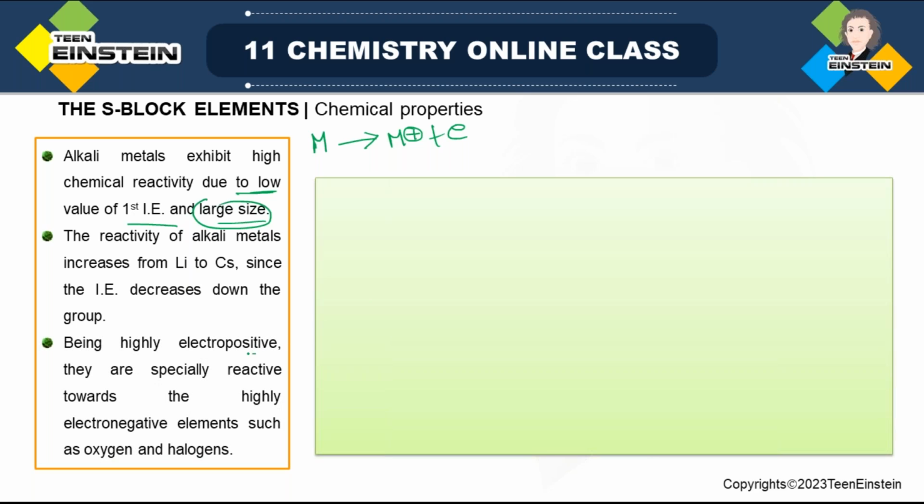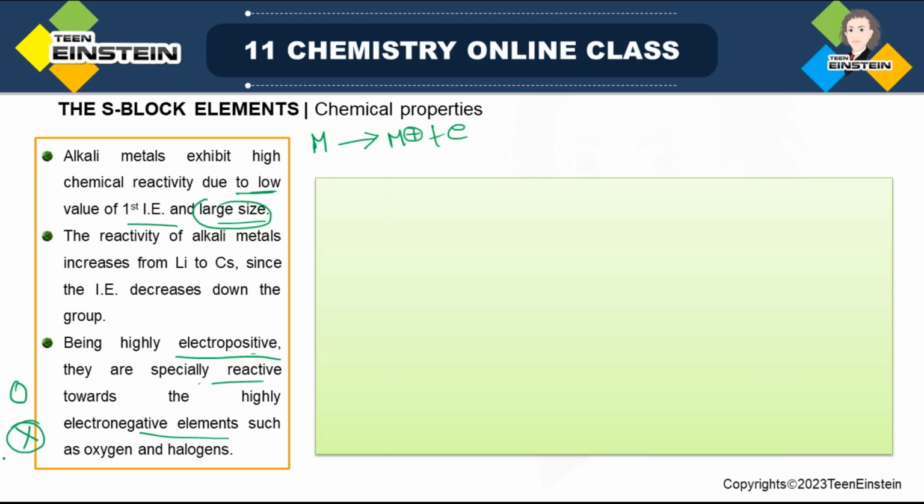They are very electropositive because they are metals, the most electropositive metals. Even though there are different types of metal in the whole periodic table, these alkali metals have the highest electropositive character compared to other metals. They are specifically reactive towards highly electronegative elements such as oxygen and halogen. In general, I am writing X, that is fluorine, chlorine, bromine.